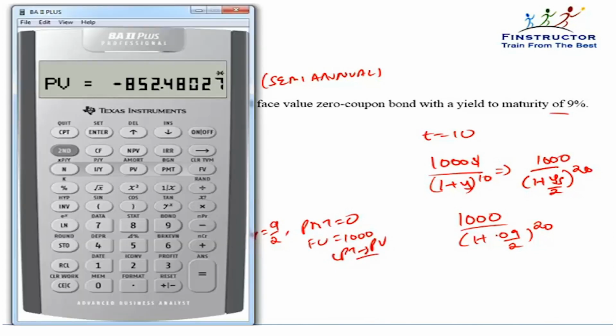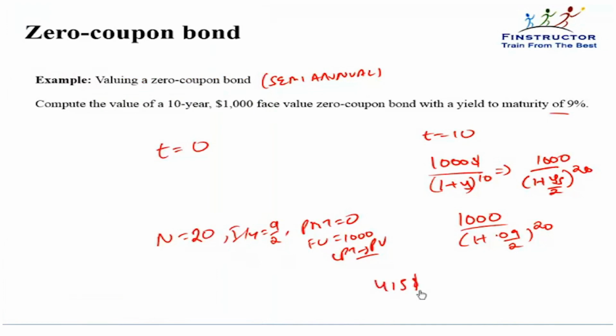So let's do it. Press 20 and press N, press 4.5 and press I/Y, press 0 and press PMT, press 1000 and press FV, compute PV. So we see that for a par value of $1,000, this bond has a price of just about $415. Hence, zero coupon bonds are also called deep discount bonds. Since they are not paying us any coupon, all the return that we are getting is from the discounted price that we are buying them at.